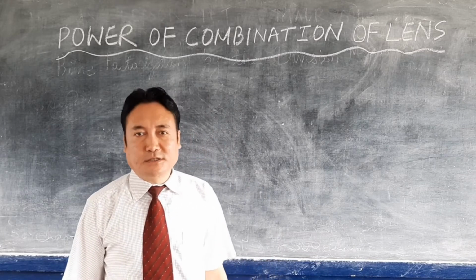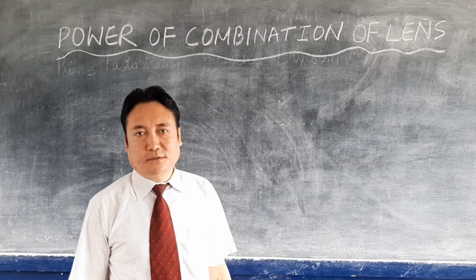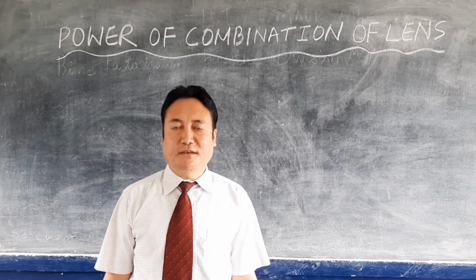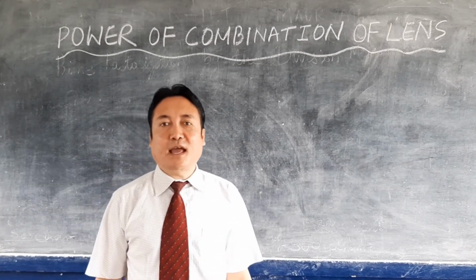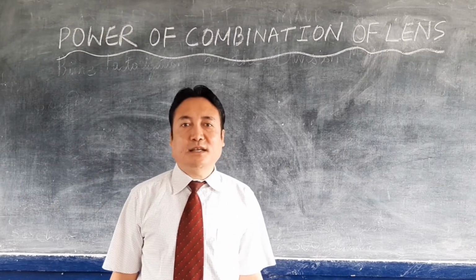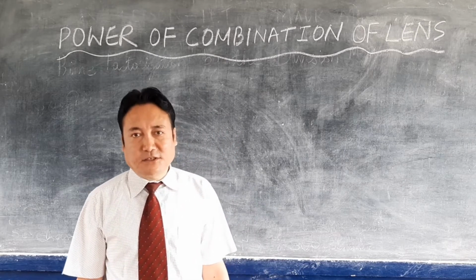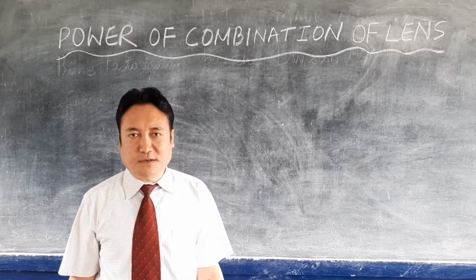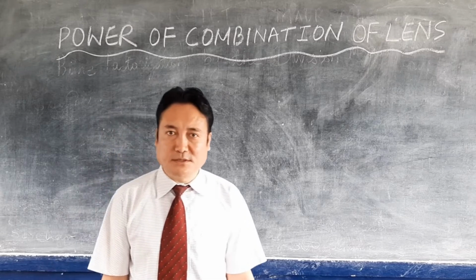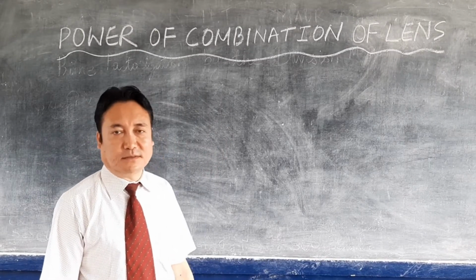Today we will discuss the power of combinations of lenses, and the difference between the concave and convex lens. We'll also come to the next point, the Cartesian sign convention, and the last one is the lens formula. So these four things we discuss today, and we'll come to the end of this chapter.